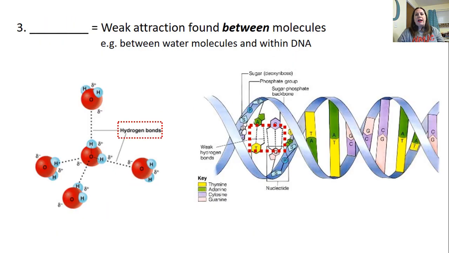Another type of interaction that can take place is called hydrogen bonds. Now, hydrogen bonds are a weak attraction between molecules. This is not actually between atoms of the same group. It's going to be one molecule being a little bit attracted to another molecule. This is really big between water molecules and within DNA.